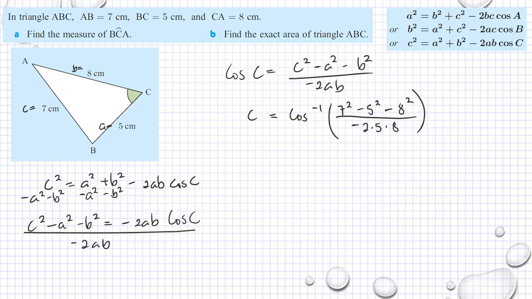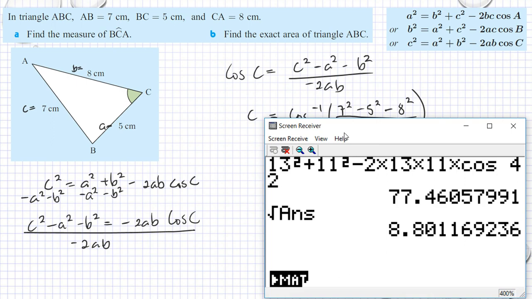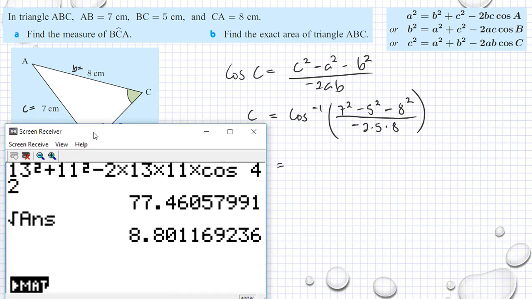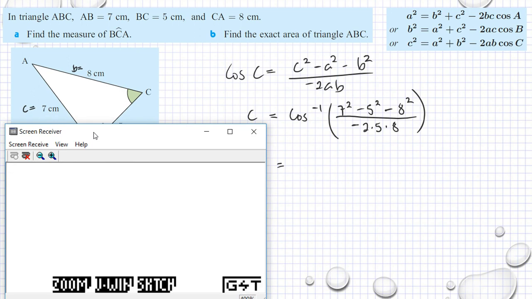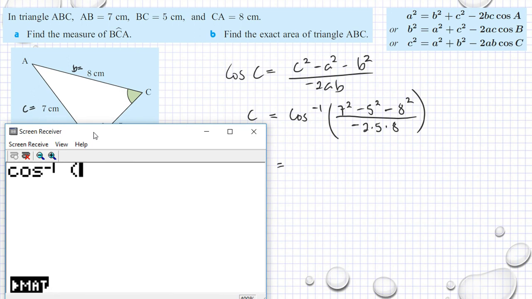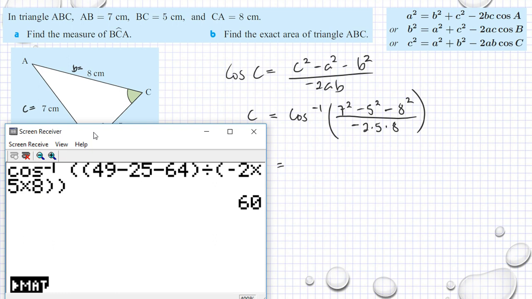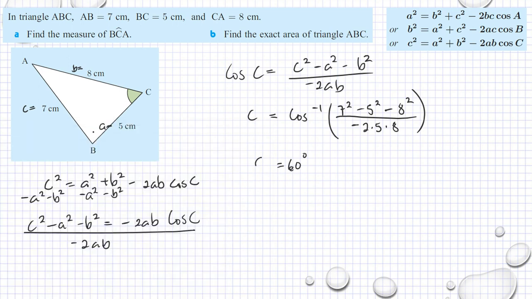Okay, and our calculator will help us on this. We have shift cosine, that is our inverse cosine. Then we have 49 minus 25 minus 64 divided by negative 2 times 5 times 8. Then we have 60 degrees. So our C is 60 degrees.